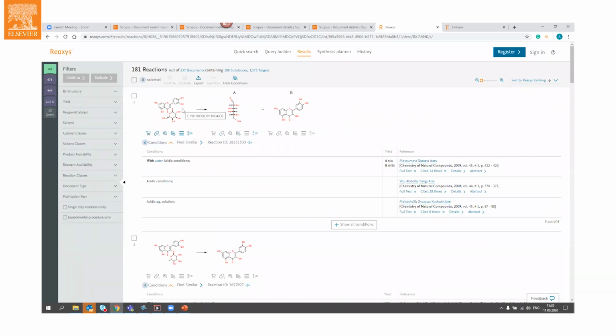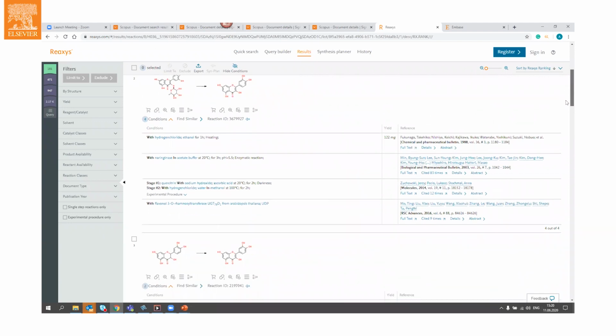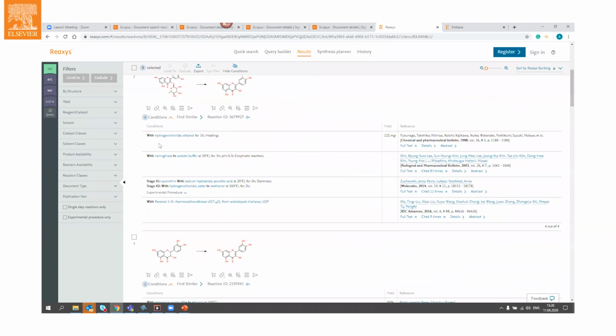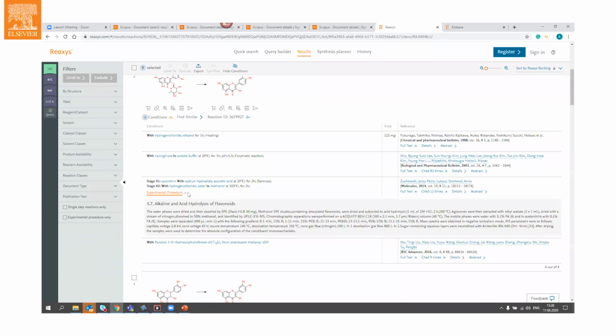As you see, it contains different chemical reactions, and as a result, you will get the desired compound. Each reaction can have one or even several articles, for example, like this one, and they even can undergo different conditions. For example, this one goes with hydrogen chloride in ethanol, but this one goes in acetate buffer with some enzymes. So quite different types of reactions are presented. And here you even can see the experimental procedure.